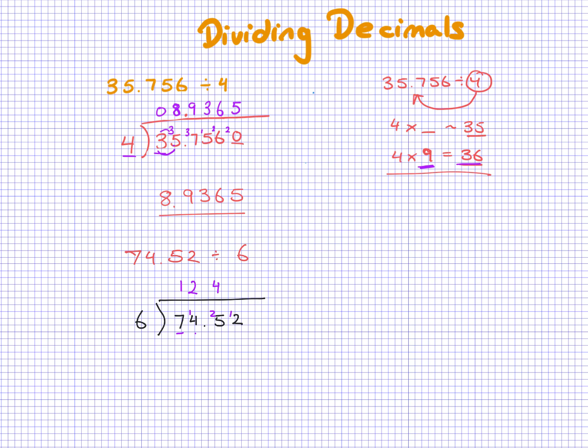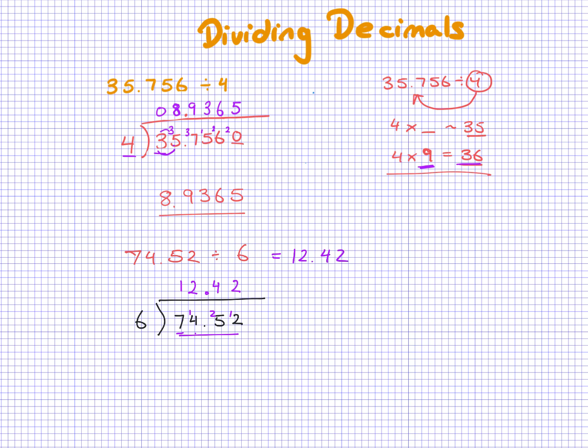How many 6s are in 12? That's 2 with none left over. And the decimal point is directly above the dividend's decimal point. So the answer we can write here is 12.42.